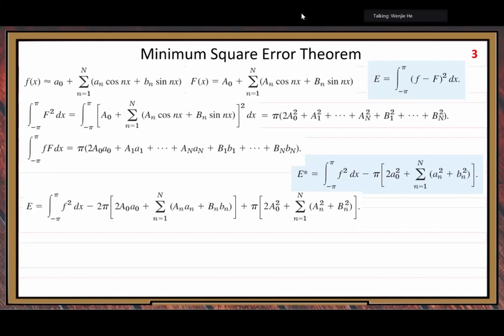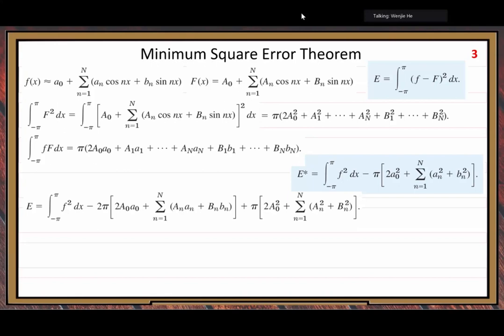Now let's look at our goal. Let me clarify our current goal. The highest goal is that we want to find the best approximation of the infinite series, because we can only use a finite number of terms in real world calculation. So we consider the general trigonometric polynomials of degree capital N.